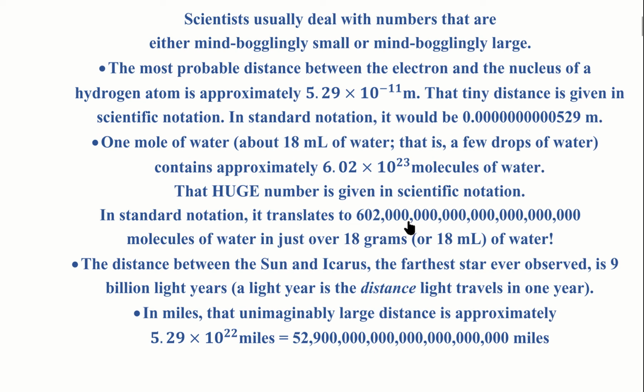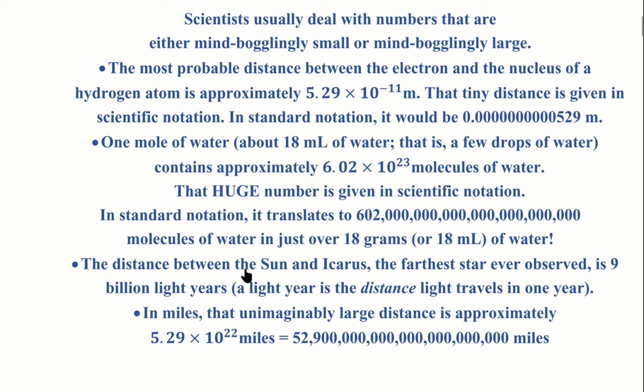602, and then look, 1, 2, 3, 4, 5, 6, 7. That means 21 zeros after 602. So you can see the kind of numbers scientists deal with, right? And that's just in a few drops of water. That's how many molecules of water are in just a few drops. In fact, 1 mole of anything contains that many items of that number. It's called the Avogadro number.